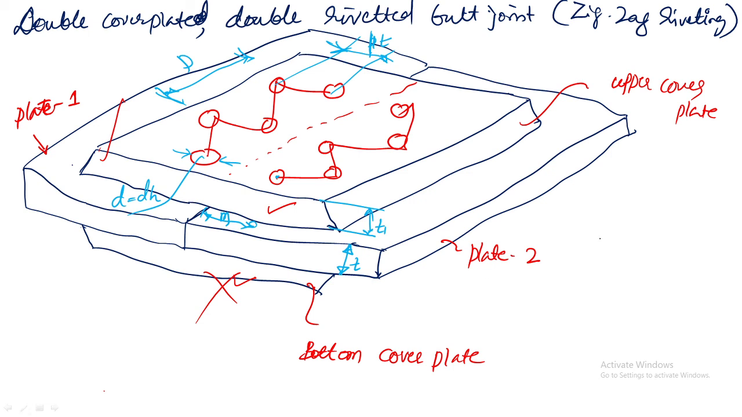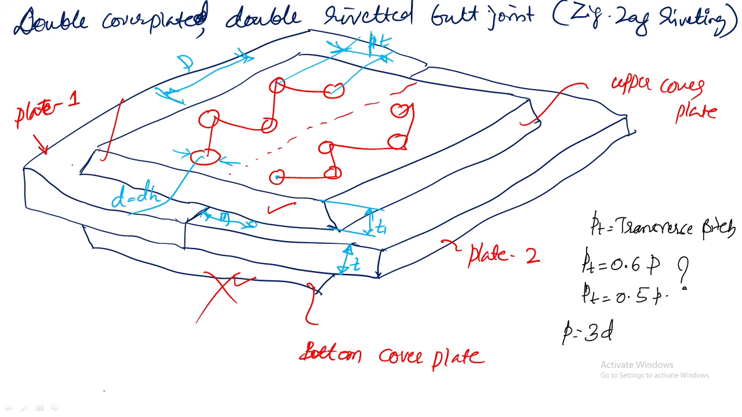Now, so Pt refers to the transverse pitch. So Pt equal to 0.6 p, and Pt equal to 0.5 p. You need to check these equations. So now p equal to 3d. This is the pitch, the longitudinal pitch. Right.